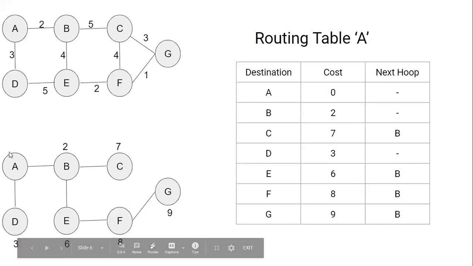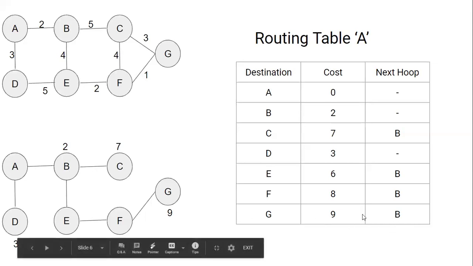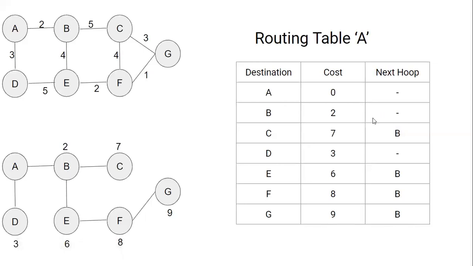And next one is G. So A to G, we are writing. What is the value here? 9. So I have written 9. But we are starting with the B here. The next hop after A will be B. So in this way, B. So this is your routing table for A. So in this way, we need to find out for each and every node like A, B, C, D, F, G, everything you have to find out.